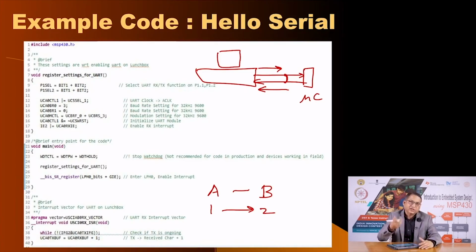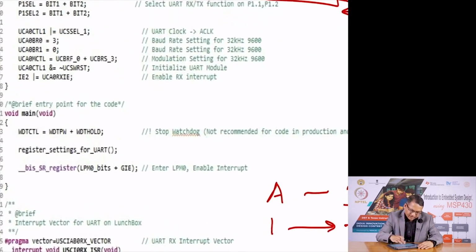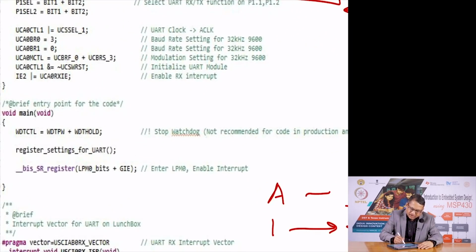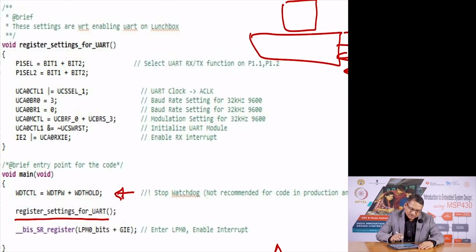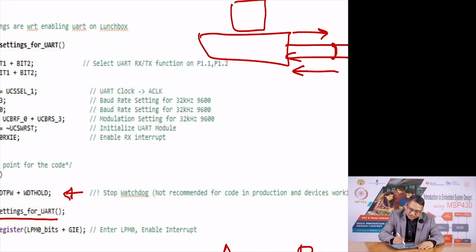It is just a single page of code. In the main program, all you have done is stop the watchdog timer as we always do, and then we are calling a subroutine for setting the UART registers. Here is that register. In this, the P cell 1 and P cell 2 bits are written appropriately, so that you can map the transmit and receive functions on P1.1 and 1.2.